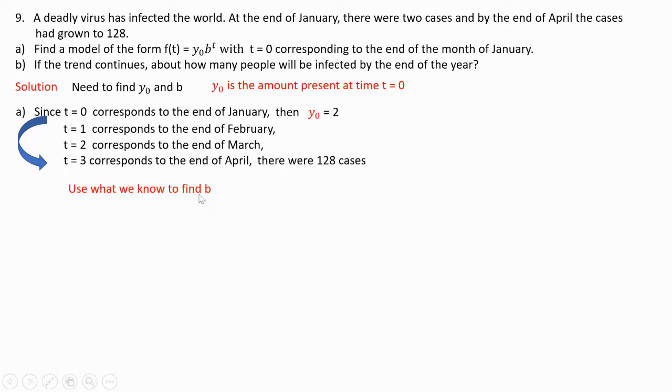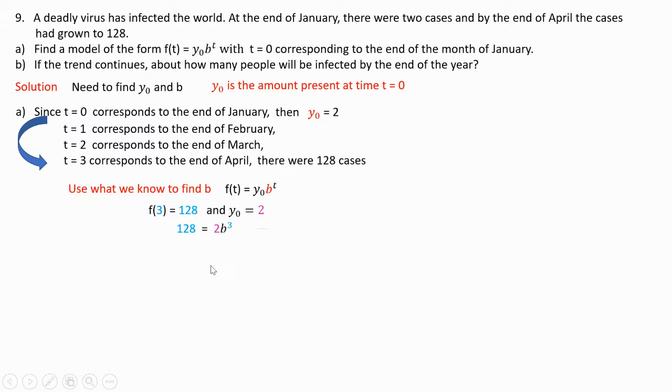I already found y naught. Right now I need to find b. So f of t equals y naught b to the t. So let's plug everything in. So f of 3, because that's what we're looking for. F of 3 corresponds to the end of April. There were 128 cases, which means 128 will equal 2 b to the t power, and t equals 3, right? So when there's 128, t was 3. So this is my setup to find b.